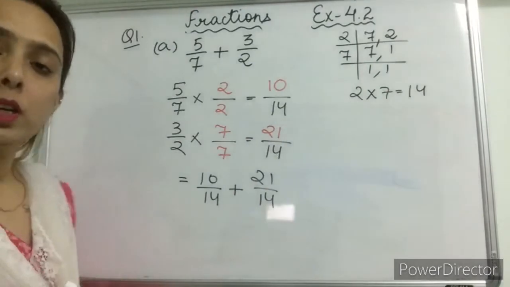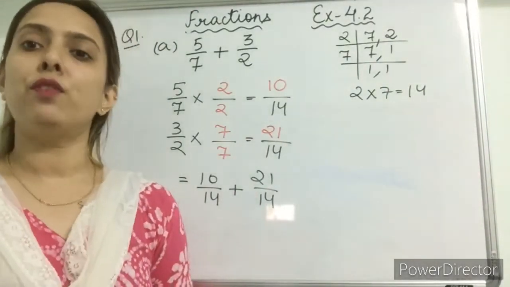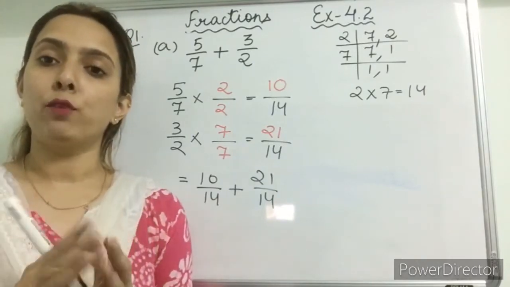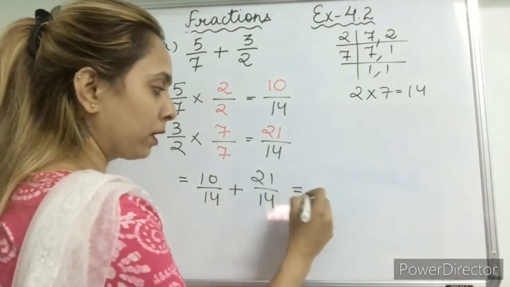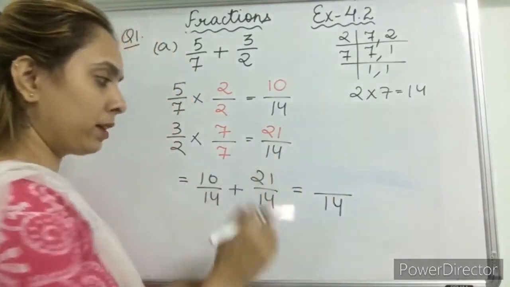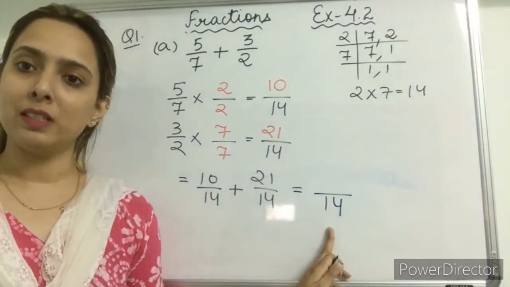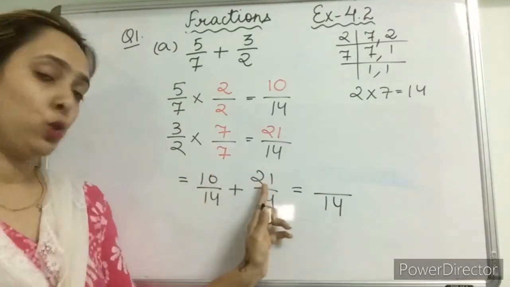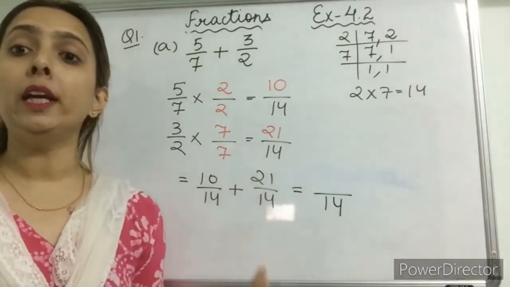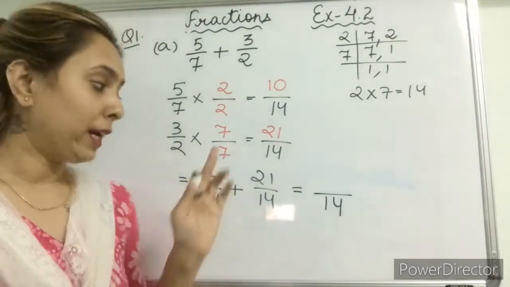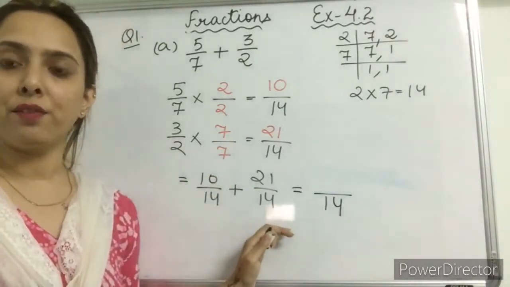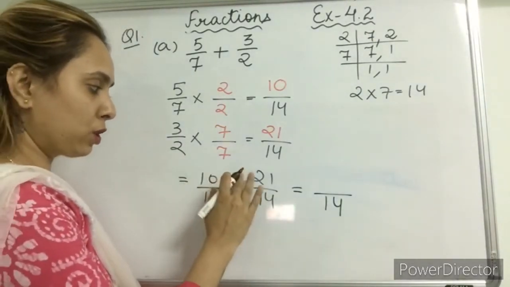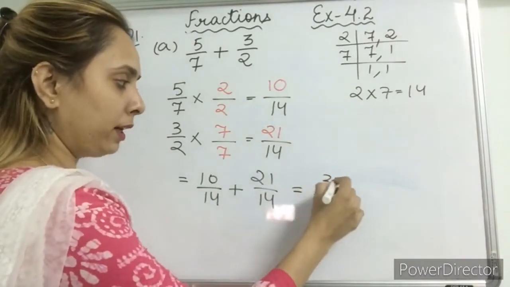So now whenever we have like fractions with us, when the denominators are the same, what we have to do is only add the numerators. The denominator will be the same. So I will write 14 here as it is and 10 plus 21. I will add only the numerators. That is why we have converted the unlike fractions into like fractions. So 14 will be as it is. 10 plus 21 will be 31.